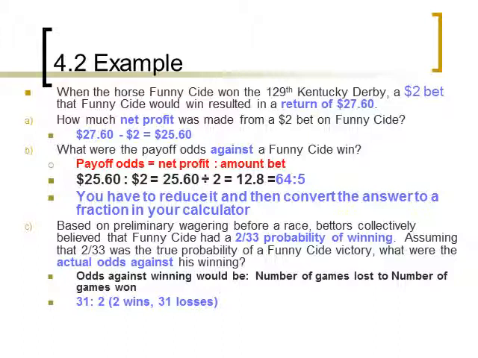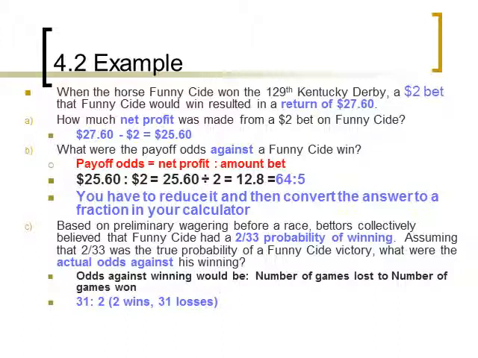Based on a preliminary wagering before a race, bettors collectively believed that Funnyside had a 2 out of 33 probability of winning. Assuming that 2 out of 33 was the true probability of a Funnyside victory, what were the actual odds against his winning? Well, the odds against his winning would be the number of games lost to the number of games won. So I have 31 to 2.